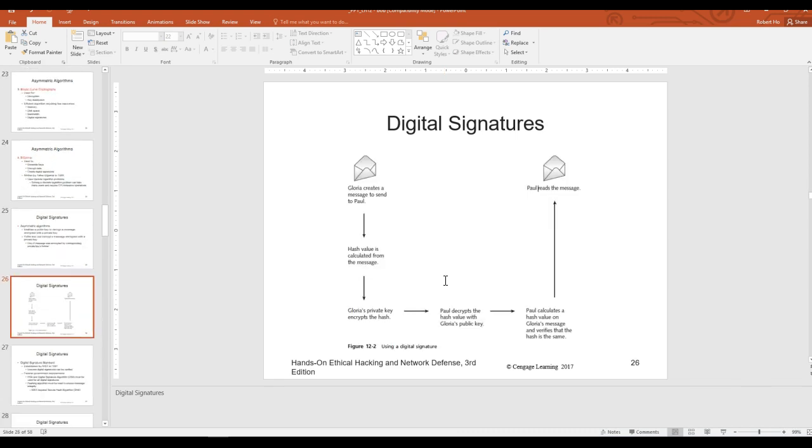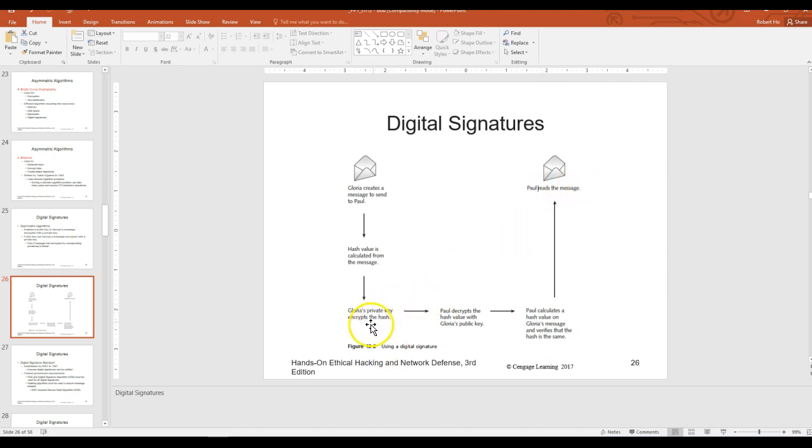Here is an example. Gloria created a message to send to Paul. The hash value is calculated from the message. Gloria's private key encrypts the hash, and then Paul decrypts the hash value with Gloria's public key. Paul calculates the hash value on Gloria's message and verifies that the hash is the same. So Paul can read the message.